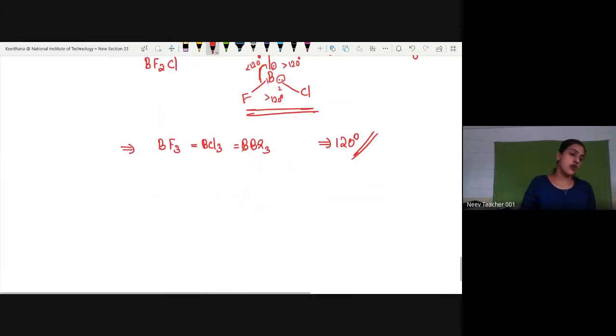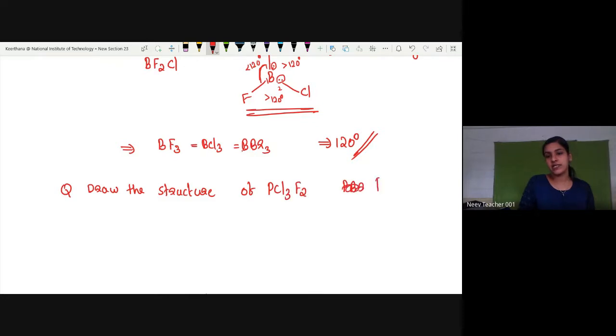Okay, I will give you a homework. Draw the structures of PCl3F2 and PCl2F3. This is your homework. Try to do that. Keep these things in your mind and draw these structures. Then we will discuss these structures in the next class.